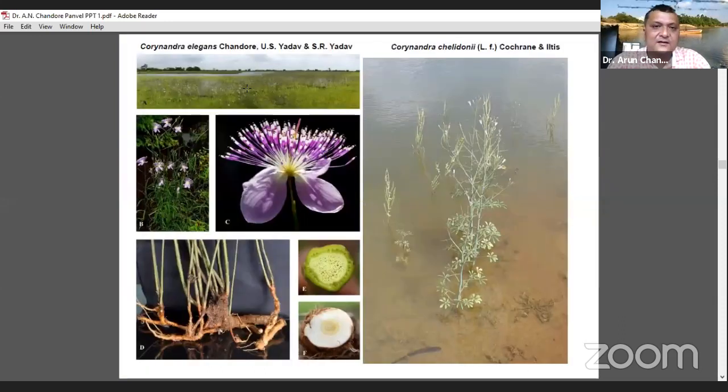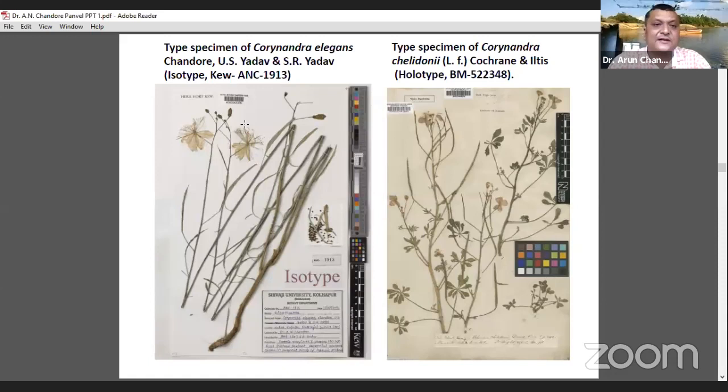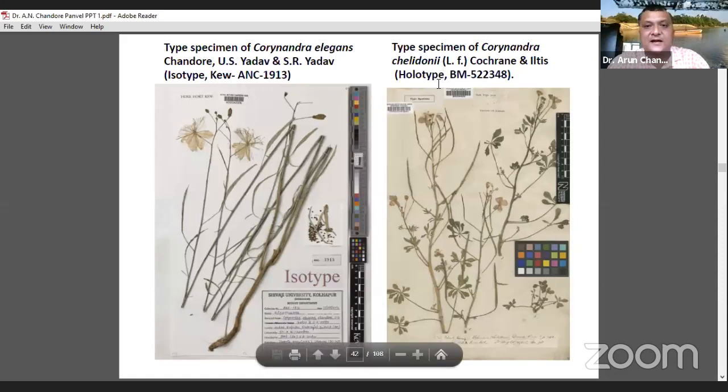Okay. Then you see this Cornandra elegans is allied to Cornandra chelidoni. On the right side you see Cornandra chelidoni, and here is this large flower, Cornandra elegans. Here you see the type specimen we have deposited at Kew, London. This is the Cornandra elegans type, and another type of Cornandra chelidoni. This is in the BM herbarium.